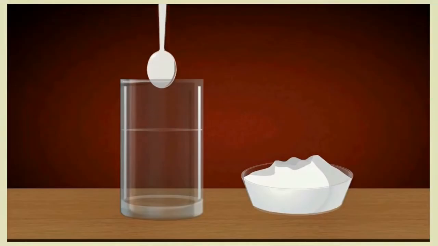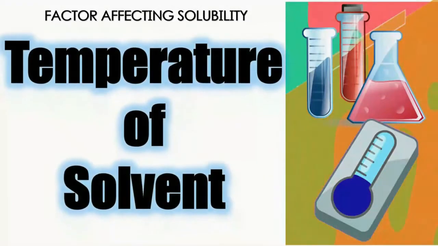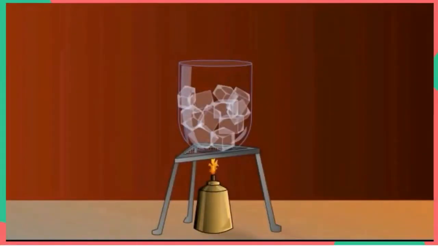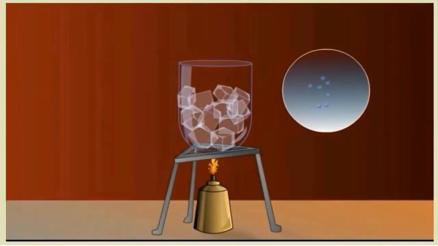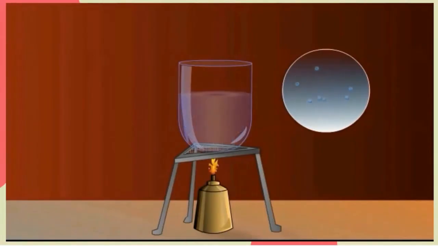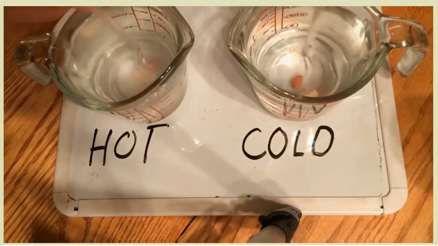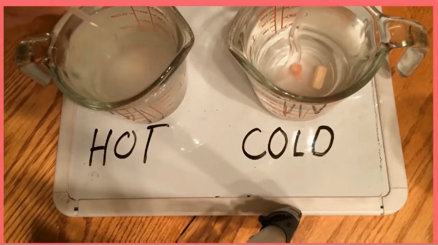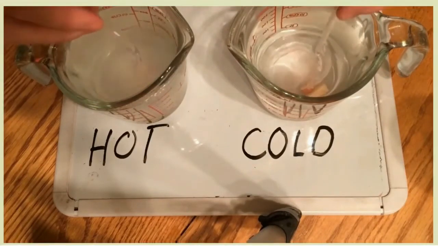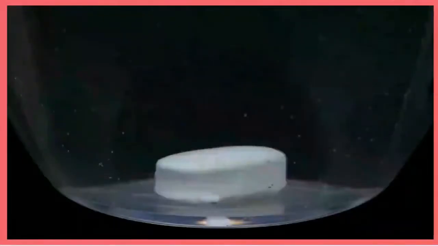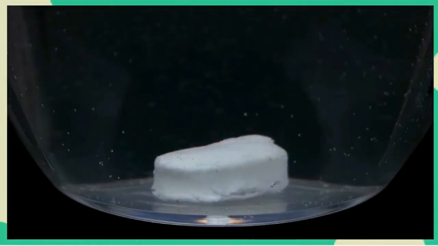The second factor affecting the solubility of a substance is the temperature of the solvent. Temperature affects the solubility of a solution. Raising the temperature will increase the solubility of a solute in a solvent. When you put medicine in hot and cold water, hot water easily dissolves the medicine, since its temperature helps break it down easily.